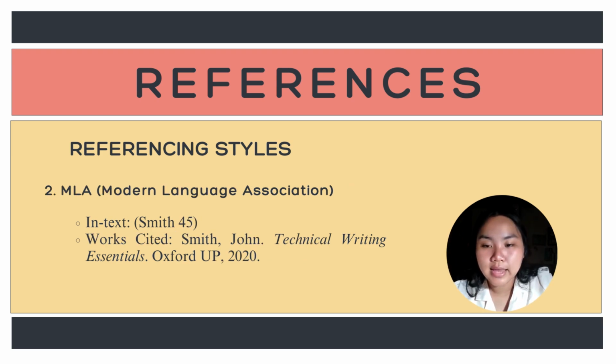The second one is the MLA referencing style, the Modern Language Association. This is usually used in humanities and literature, and it focuses on author and page number references for the in-text citations. So for the works cited, we have a format like this. As you can see here on our screen, we have the author's last name, first name, and then the title of the book, followed by the publisher, and then lastly the year.